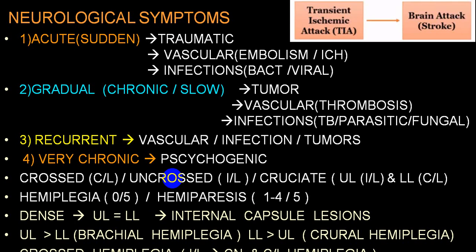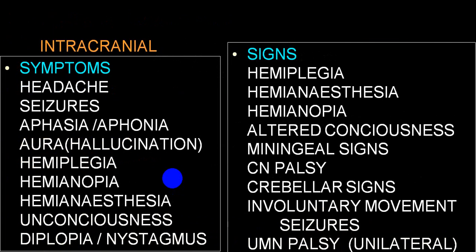Whether it is crossed, whether there is hemiplegia, hemiparesis, dense. If it is dense, it is more in internal capsule lesion. If the person has brachial hemiplegia, upper limb more involved as compared to lower limb, or crural hemiplegia, all these things become very, very useful. Cross hemiplegia will be in a brainstem. All these findings will be very useful. We'll be discussing all these parts when we go to localization of a lesion in a motor system.